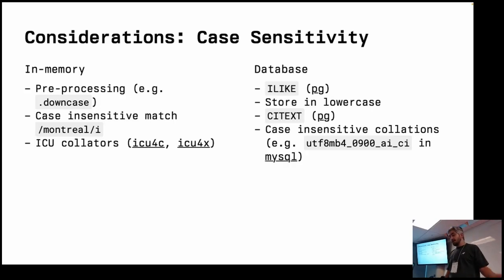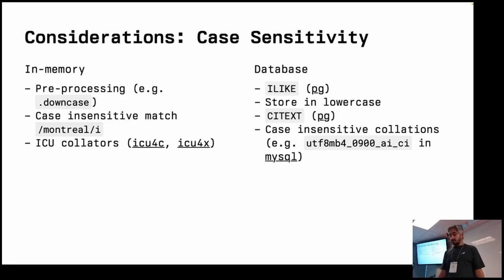If you're doing it in memory, you can do pre-processing. This is an example from Ruby, but all languages that we use will have a way to do this. If you're using regexes, you can use the /i flag for case insensitivity. And you can use ICU collators. I'm not going to talk about that now because I'll get to it in a second, but it's a solution here. On the database side, there's ilike in Postgres, which is case insensitive like.